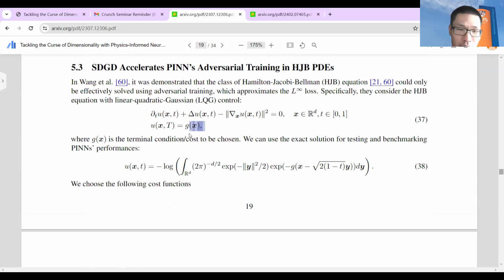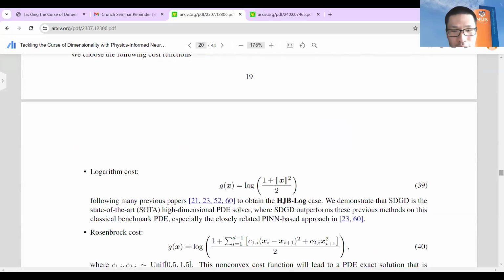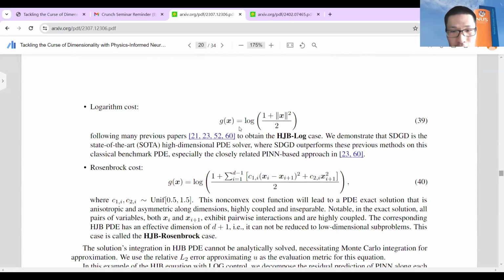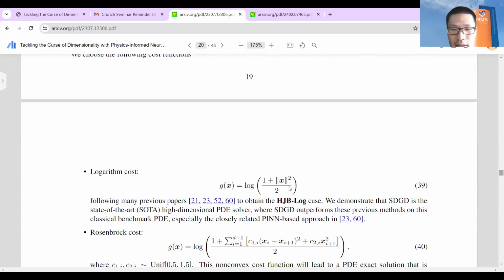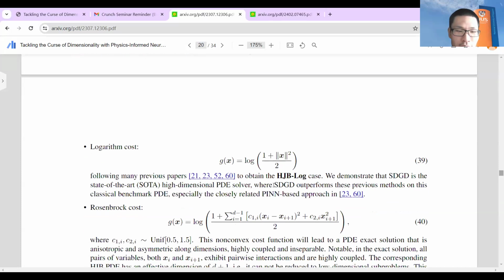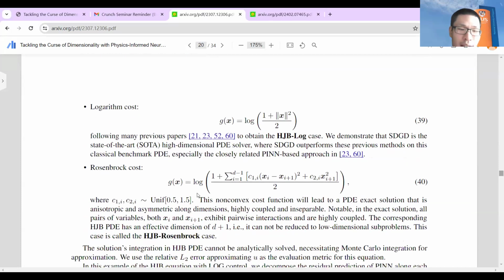In Hamilton-Jacobi, we use a terminal condition. For g(x), we usually choose something like a logarithm cost function. It is not a very impressive part because along different dimensions it is symmetric, so it is isotropic. So it's less challenging. To test the performance, we also design a non-convex Rosenbrock cost.